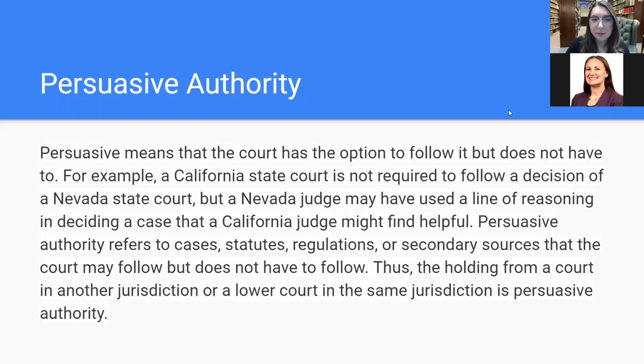Now, persuasive authority means that the court has the option to follow it, but does not have to. For example, the California State Court is not required to follow a decision of a Nevada State Court, but a Nevada judge may have used a line of reasoning in deciding a case that a California judge might find helpful. Persuasive authority refers to cases, statutes, regulations, or secondary sources that the court may follow but does not have to follow. Thus, the holding from a court in another jurisdiction or a lower court in the same jurisdiction is persuasive authority.